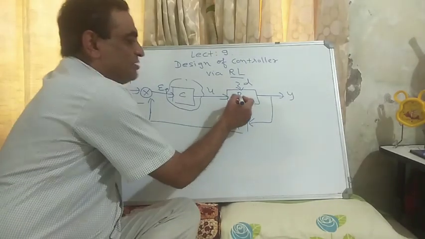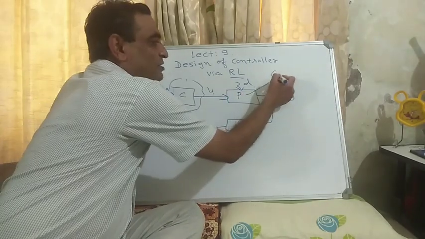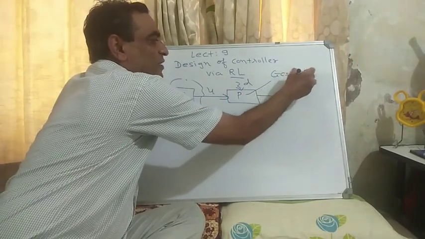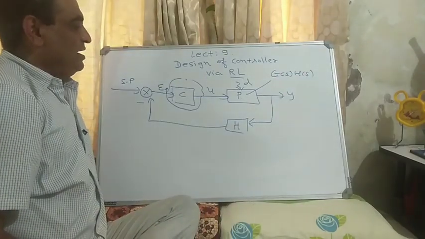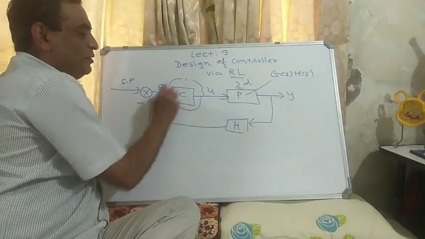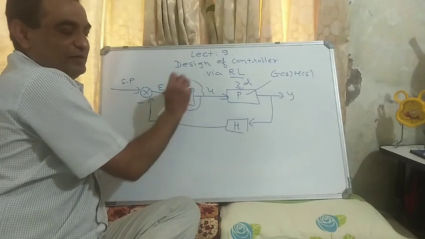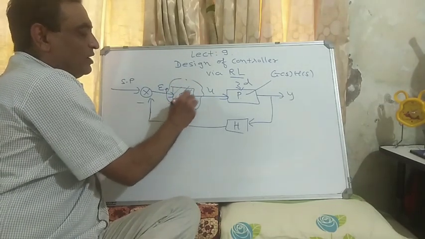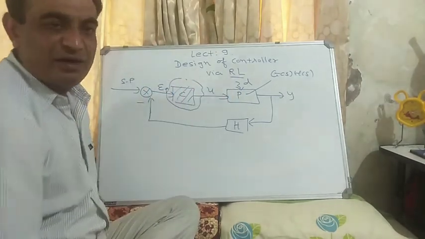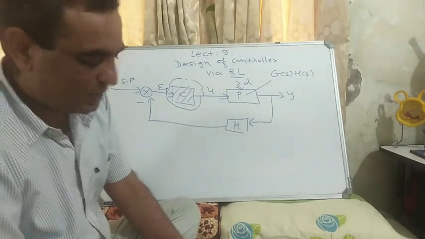You know that this process has an open loop transfer function G(s)H(s), and this is the gain. Some gain here, the controller gain. So I need to find the appropriate controller gain so that it will meet the requirement.